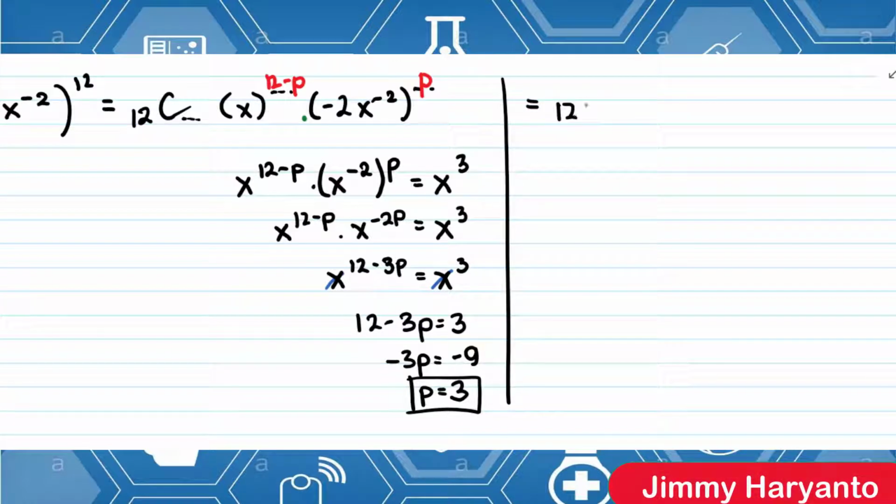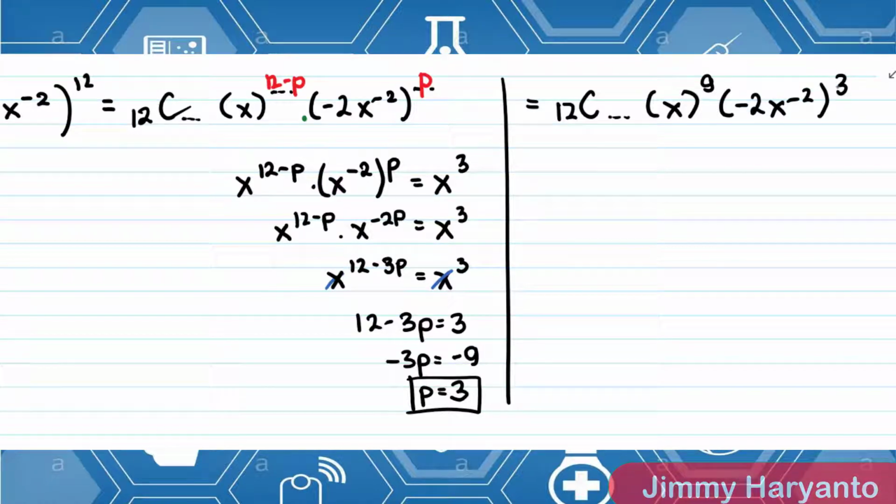Okay, after we got p equals 3, we can continue. So it will be 12C something, and then x to the power of 12 minus p. 12 minus 3 equals 9. And then for this one, negative 2x to the power of negative 2 to the power of p. p equals 3. Because this power is 3, it will be 12C3. This and this are always the same.